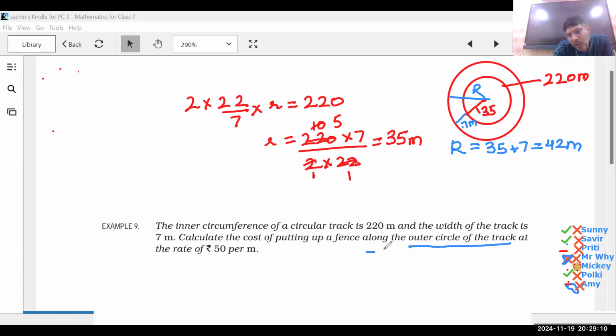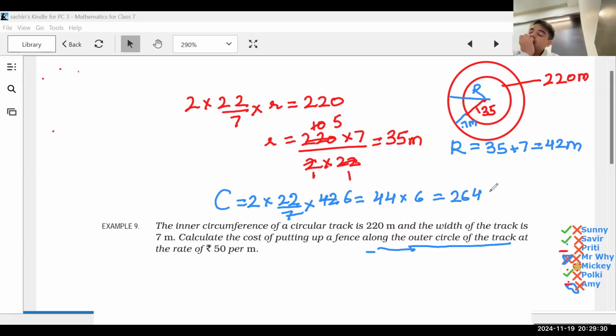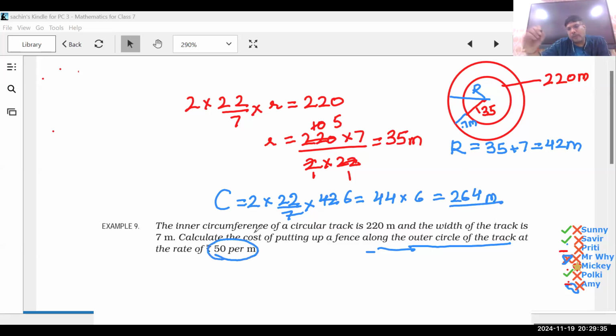So we want the fence along the outer circle. So I will find the big circumference, 2 into 22 by 7 into big R. So it will be 44 times 6, which will be 264 meters. Now at the rate of 50, just multiply this by 50 and the answer will come. Did you guys enjoy the question? Yes sir, very much.